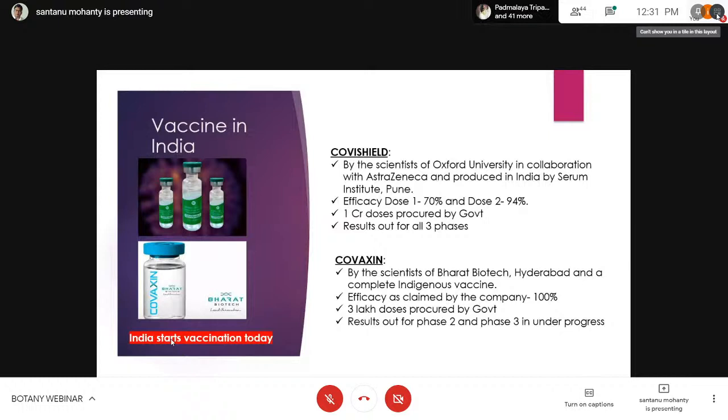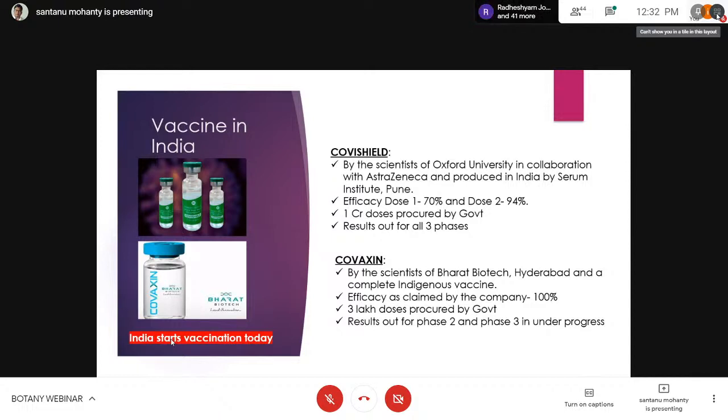But yes, definitely something good is happening, and it is not an easy task to give 2 vaccines within a span of 7 to 8 months in a developing country like India. So congratulations to India, congratulations to the scientists and biologists of India.